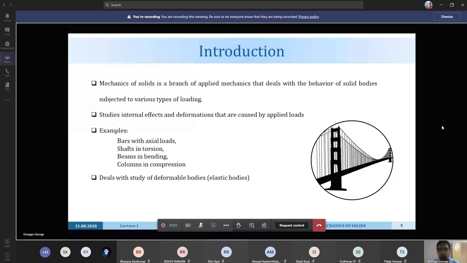If there is any applied load on a structure, what happens to the deformations? Deformation in the sense of stresses, strains, displacements, etc. Some examples are bars with axial load, shafts in torsion, beams in bending, and columns in compression. We will be dealing with these four cases in four separate sections, each contributing to one module.